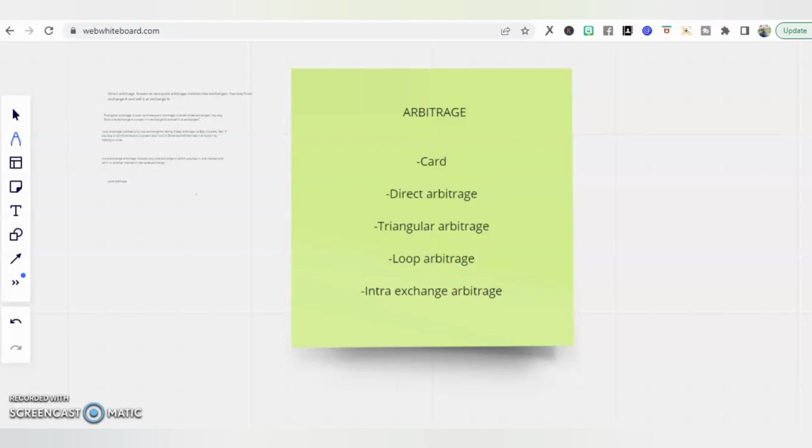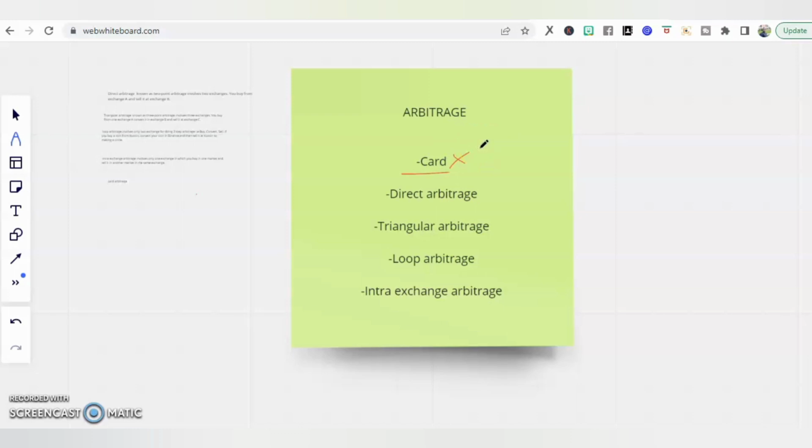So, as we all know, there are different types of arbitrage opportunity, and one type of that opportunity is called card arbitrage. Although this card arbitrage is becoming increasingly difficult because of the limits we have on our card.